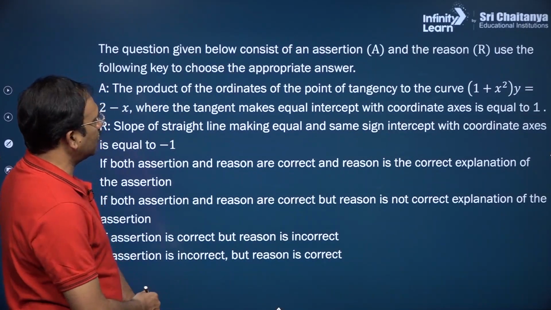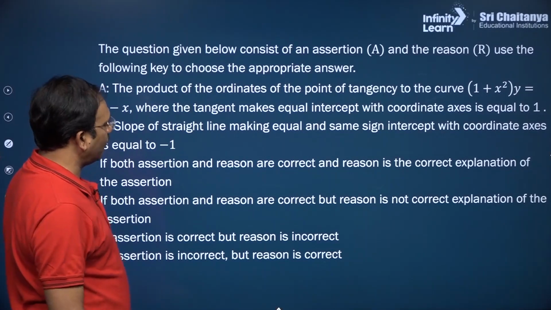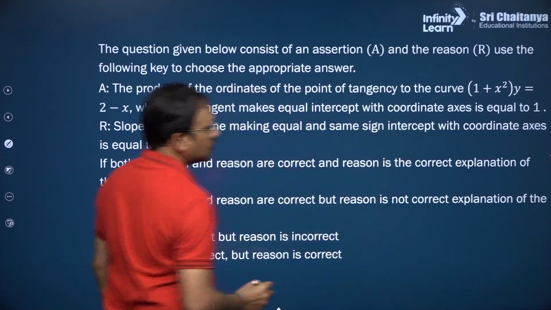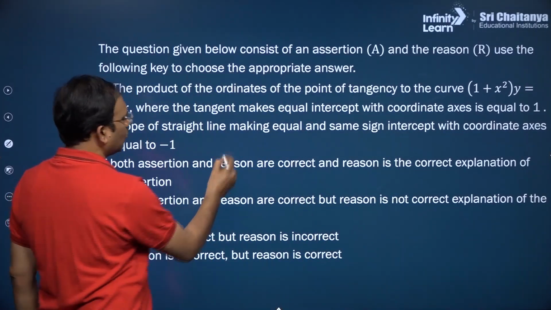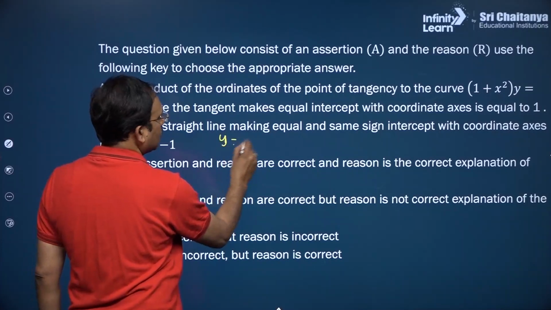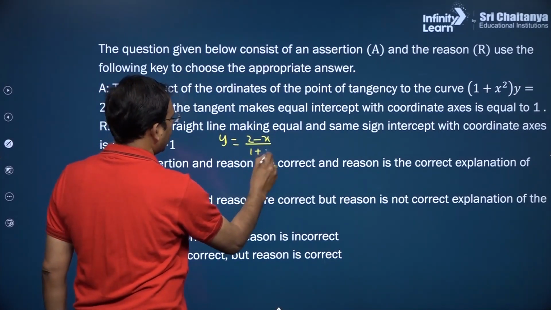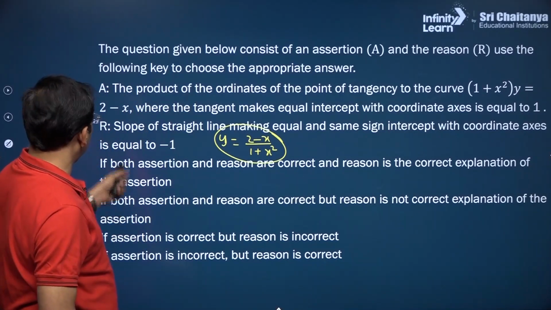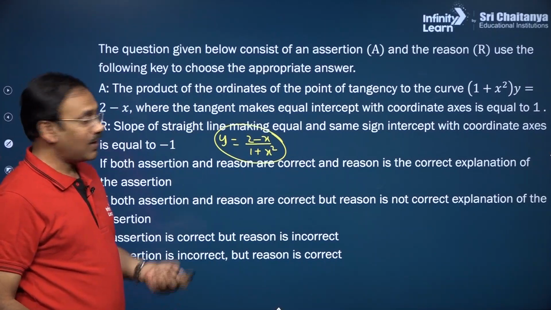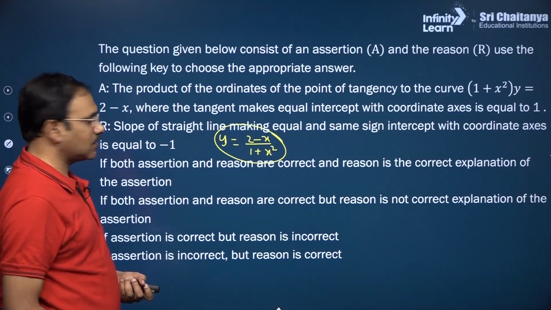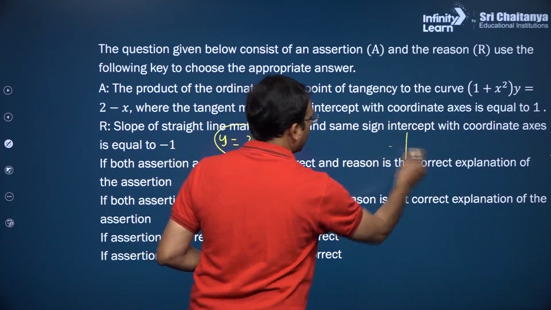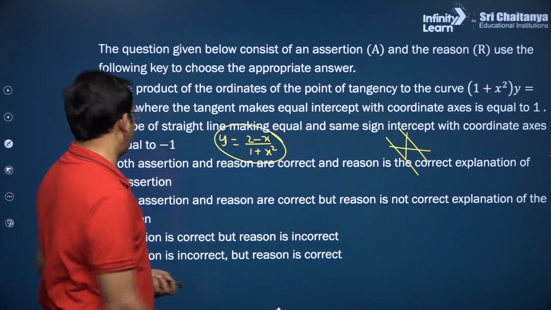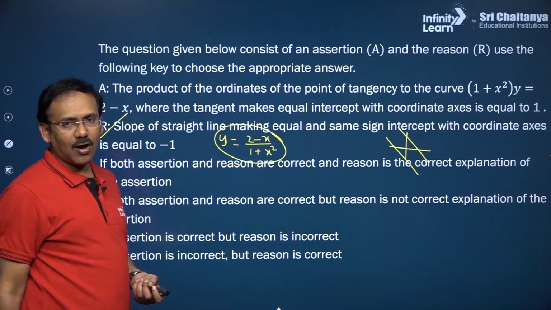Next, you see another question, he has given the same kind of function. You see the product of the ordinates of the point of tangency of the curve 1 plus x square into y is equal to 2 minus x. The curve is y is equal to 2 minus x by 1 plus x square. Now, you see statement 2, he is saying that the slope of the straight line making equal and same sign intercept with the coordinate axis is equal to minus 1. Yes, my dear friends, a straight line which makes equal intercepts, both positive or both negative, will have slope minus 1. Statement 2 is correct, that is R is correct.